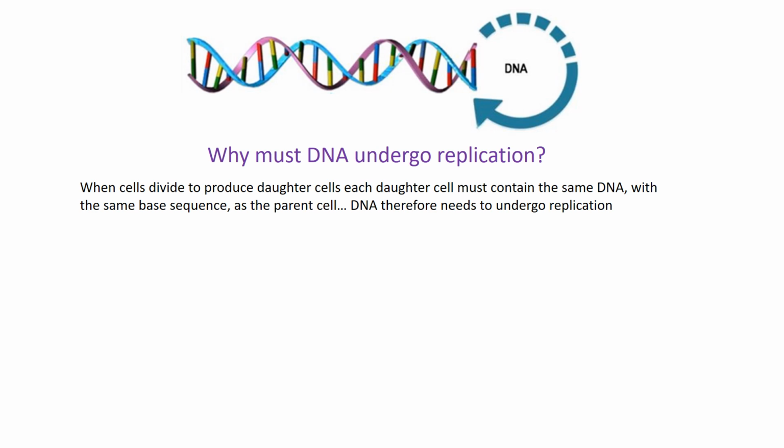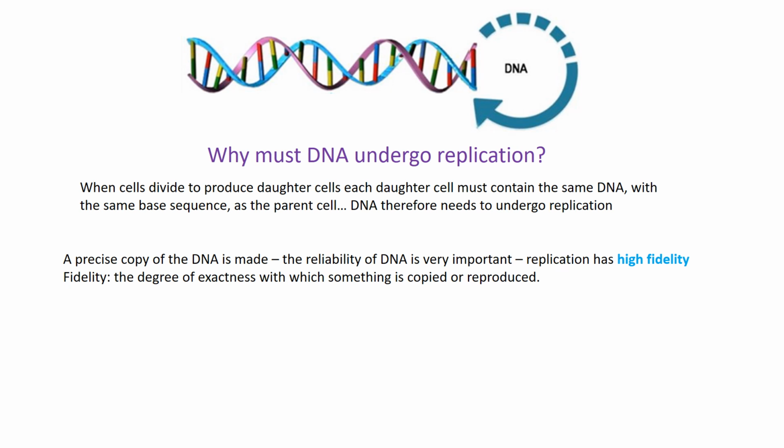So when cells divide to produce daughter cells, each of these daughter cells must contain the same DNA, and this DNA has to be in the same base sequence as the parent cell. Remember, the primary structure of DNA is the sequence, and so all DNA has to have the same sequence as the parent cell. The DNA therefore needs to undergo replication. So a precise copy of DNA is made.